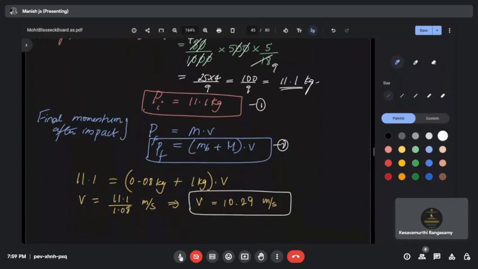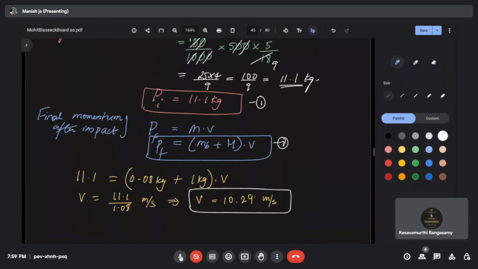Okay. Once you've got this, now we need to find out what is the heat dissipated by the bullet. So to find out what is the heat, you need to understand that as the bullet is going, what's happening? There is a transformation of energy that is taking place as the bullet impacts the rectangular wooden block.